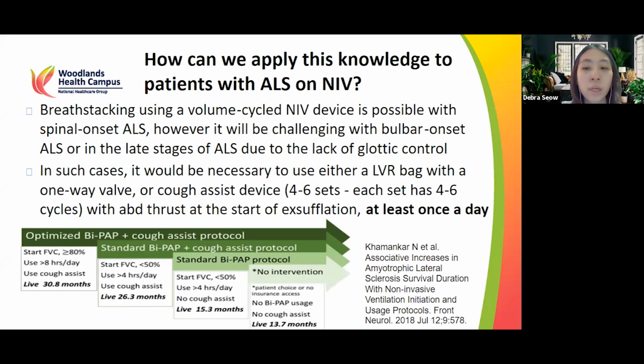You can see from this study that with an optimized BiPAP and cough assist protocol, they managed to live until about 30.8 months. With a normal standard BiPAP as well as cough assist it is about 26.3, with a standard BiPAP protocol it is about 15.3, and with no intervention it was about 13.7 months.